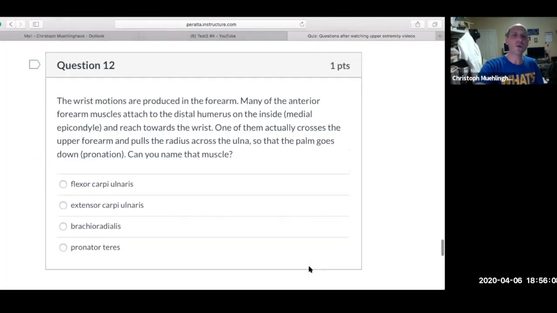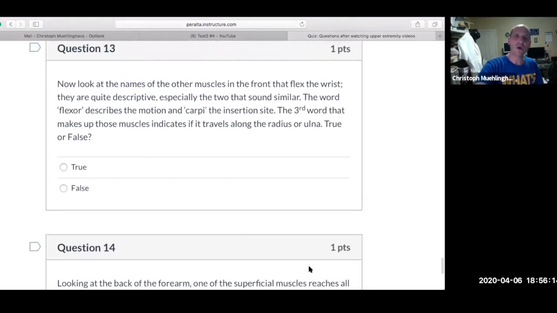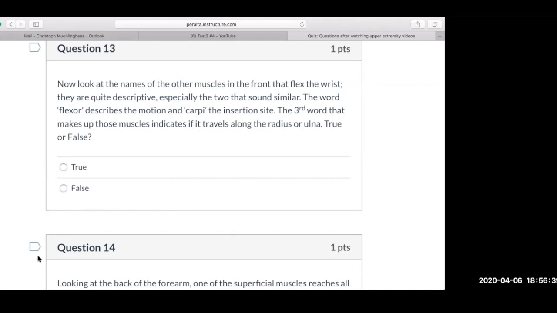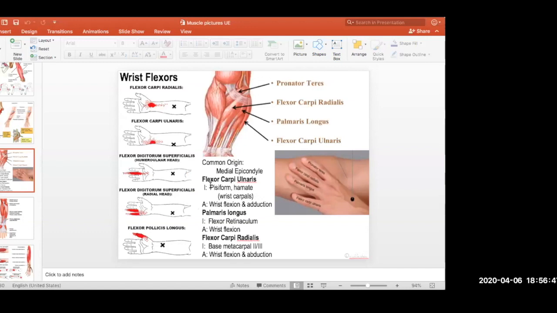So that was the pronator teres. Now look at the names of the other muscles in the front of the wrist. They are quite descriptive, especially the two that sound similar. The word flexor describes the motion. Carpi is the insertion side in the carpal bones. And the third word indicates where the muscles travel, along the ulna or the radius. Is that true or false? True. Good.